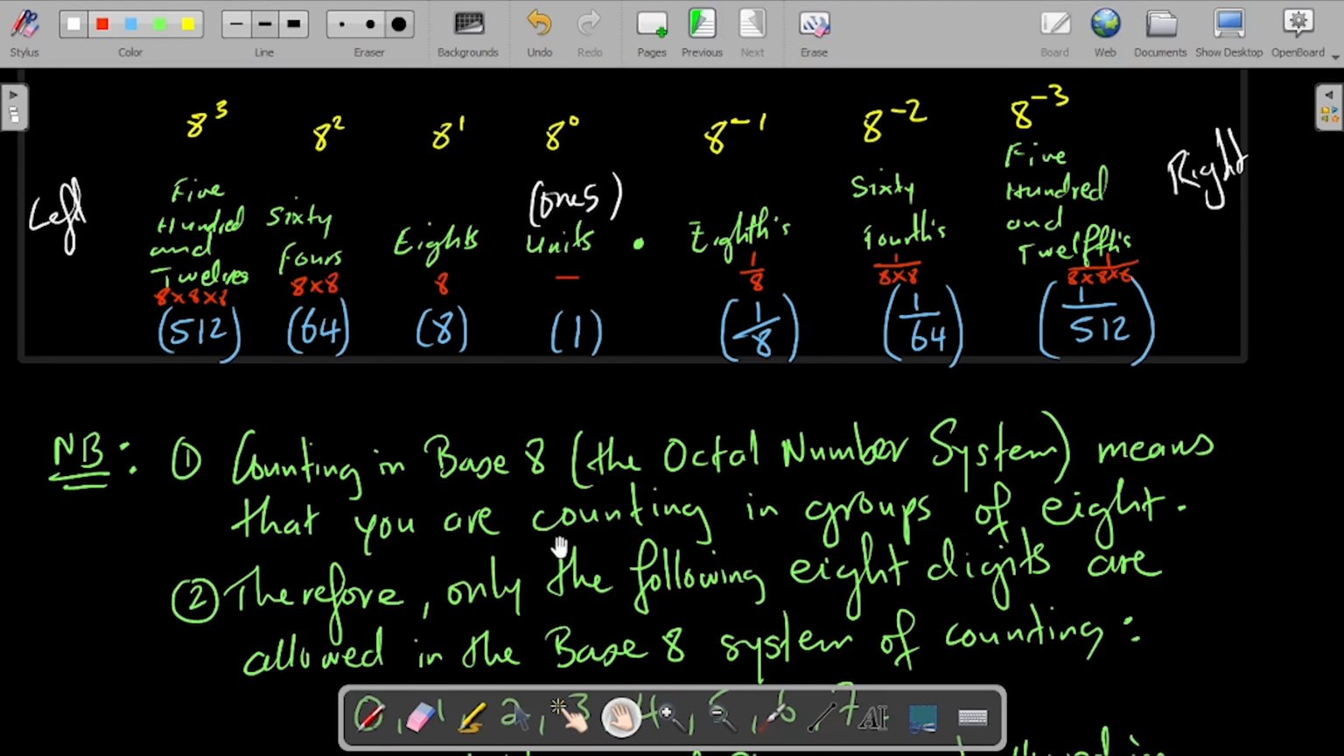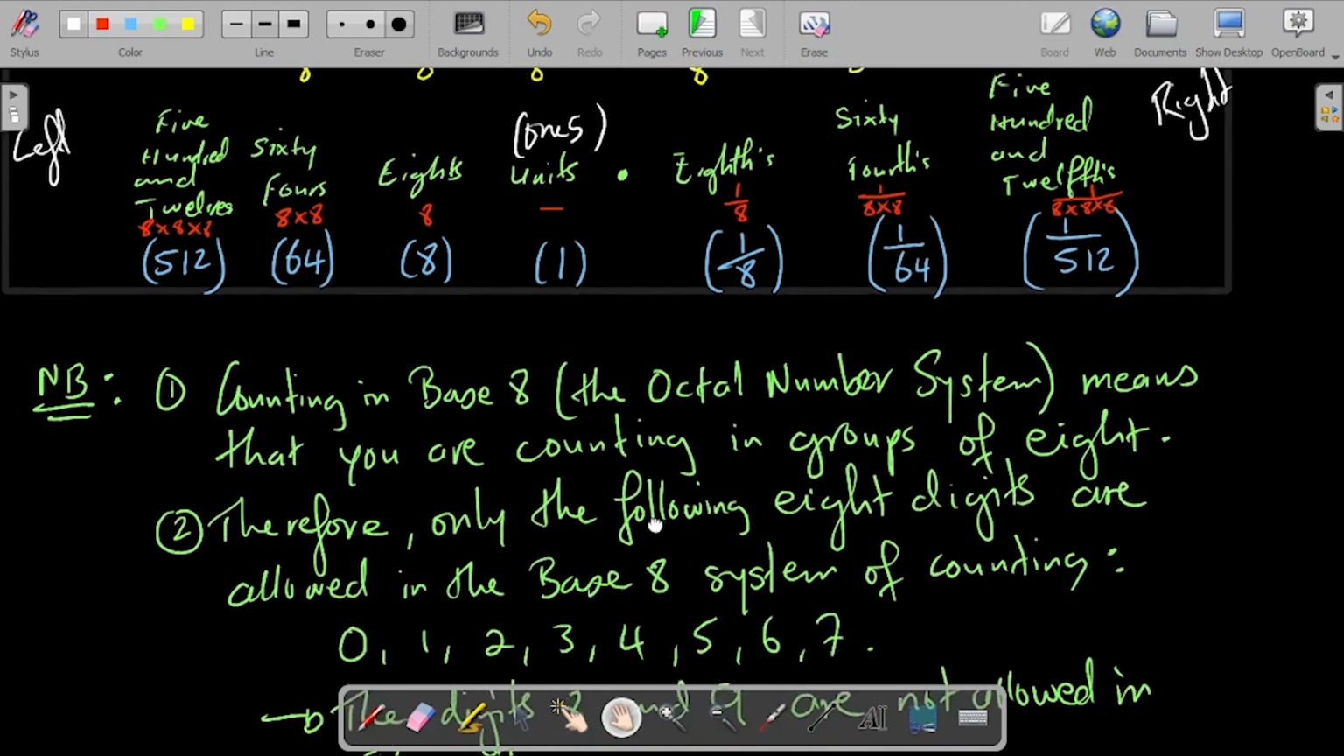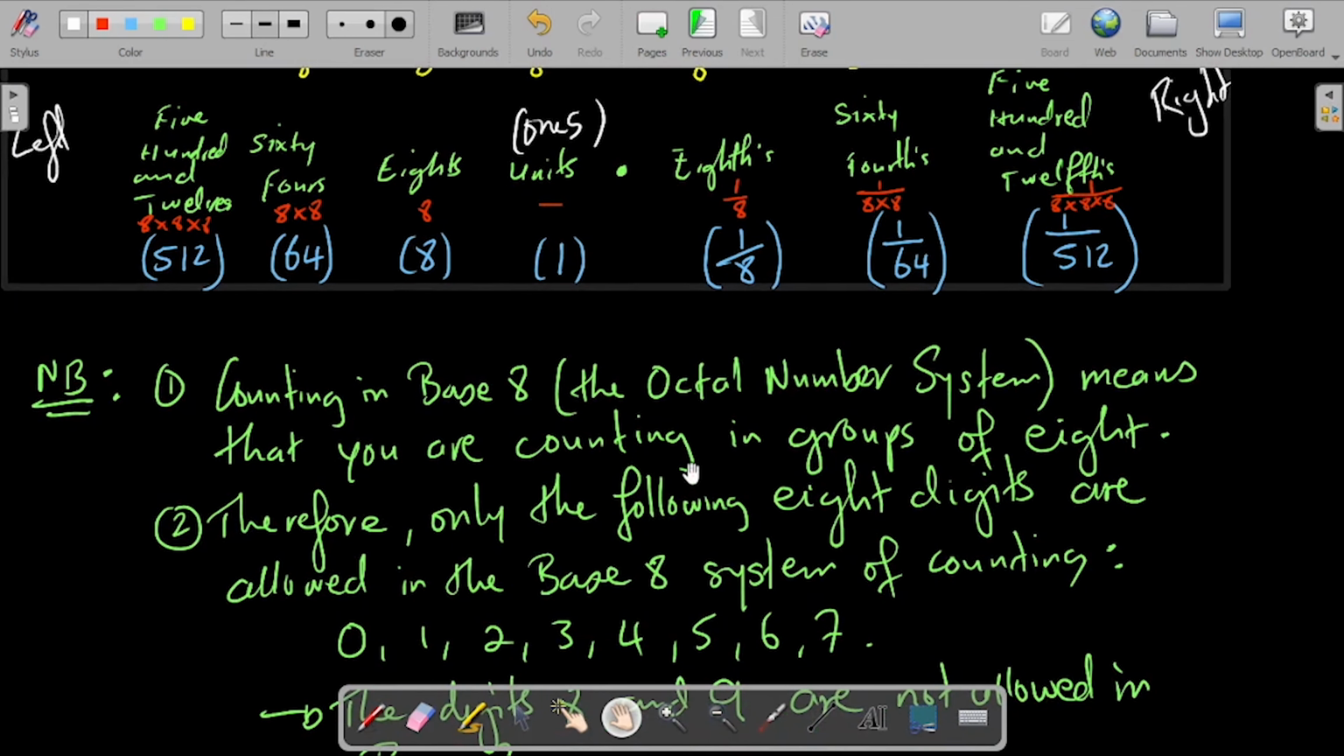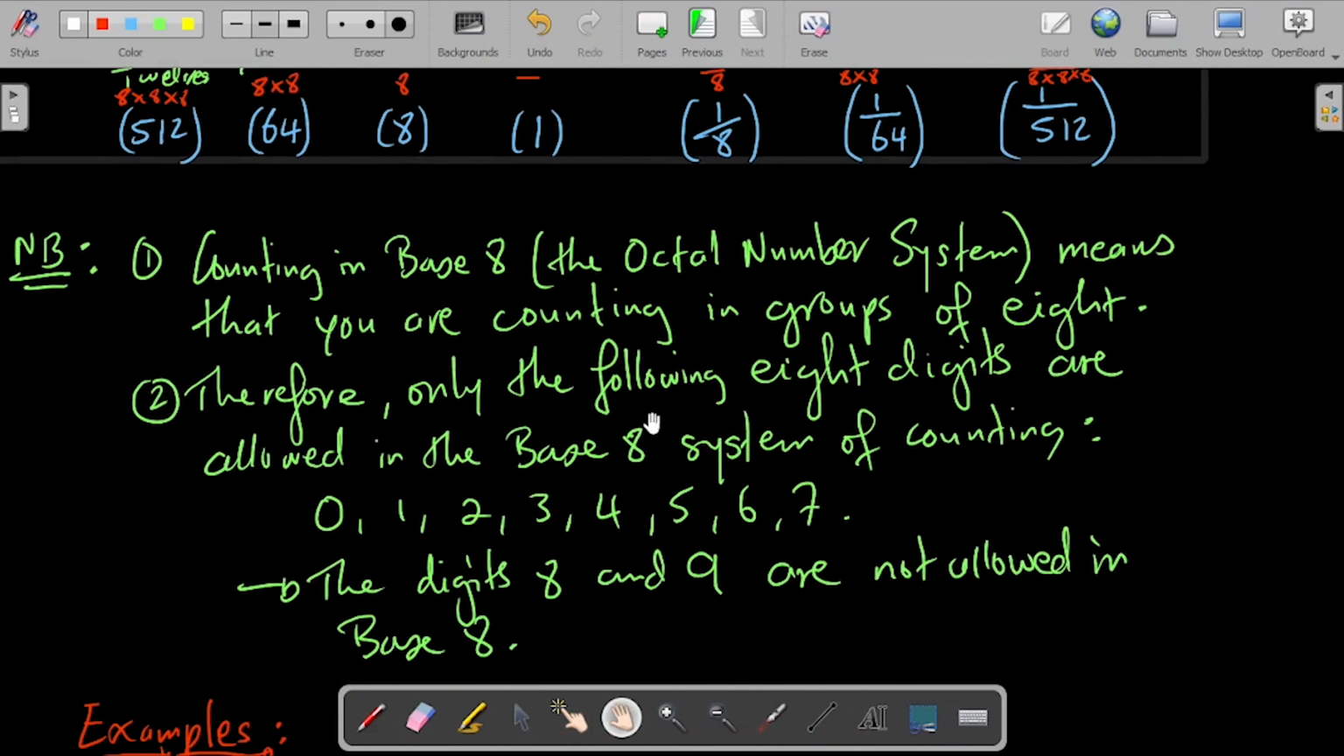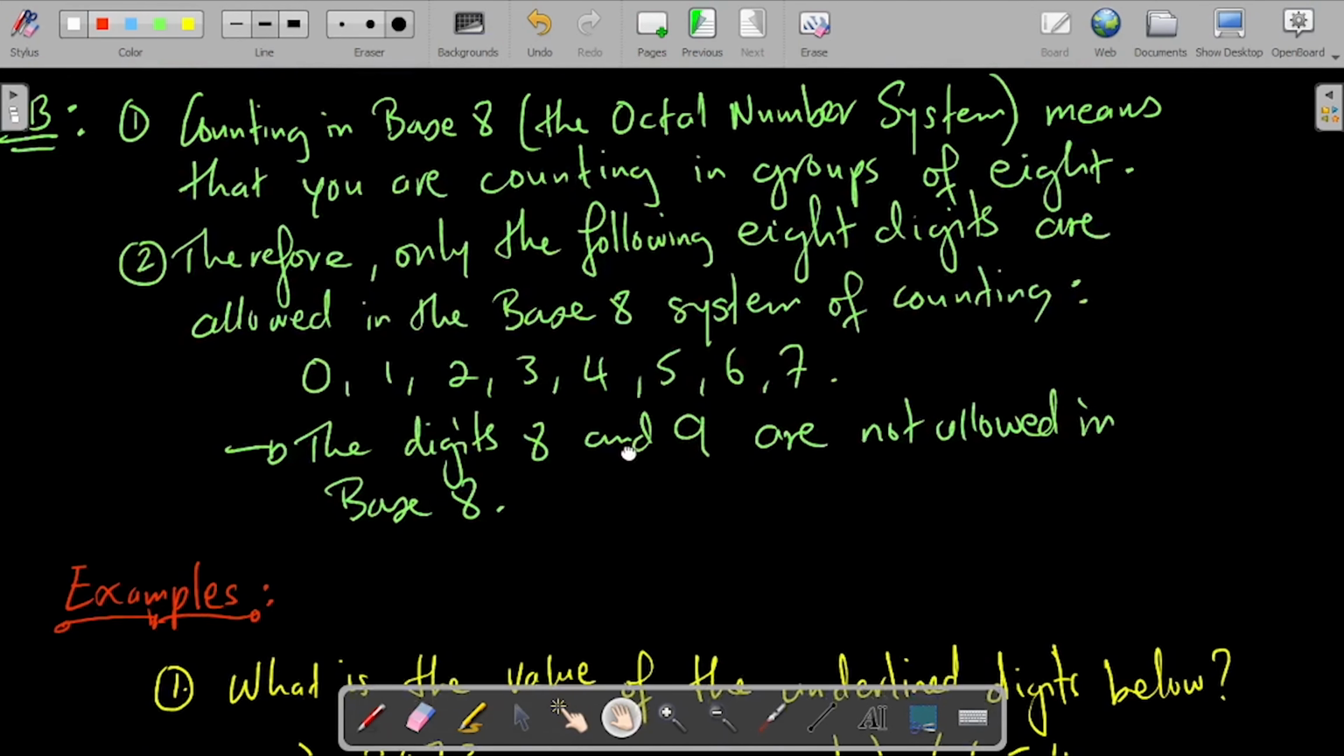Now base 8 is also called the octal number system, and when we are counting in that number system, it means that we are counting in groups of 8. Therefore, only 8 digits are allowed in that system of counting, and those 8 digits are 0, 1, 2, 3, 4, 5, 6, 7. Okay, the digits 8 and 9 are not allowed in the base 8 number system.